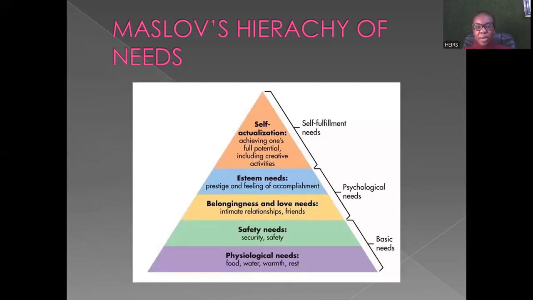So this is the hierarchy. The very first primary need is the physical need for food, water, warmth, and rest. That's the basic need. Then we come to the safety need, which is for security, a need to be safe and a need to be secure. Then we come to psychological needs, which is for belonging and love needs.